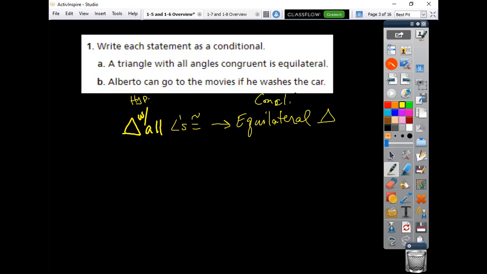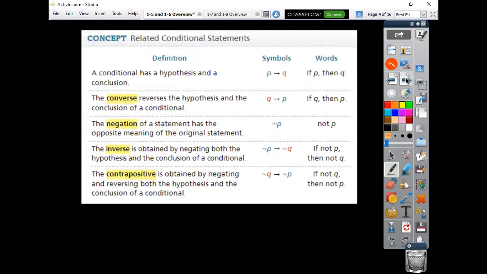All right, the second one, Alberto can go to the movies if he washes his car. So Alberto washes car, then he can go to movies. It doesn't say he will or he has to, but he can. So when we're doing proofs, you have to base everything off of these facts.